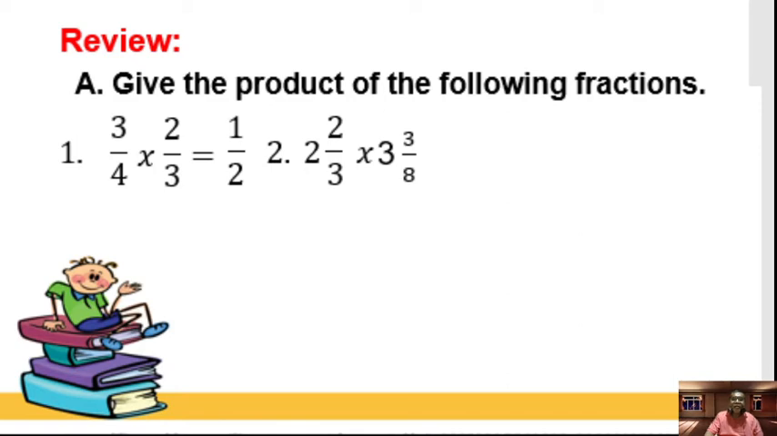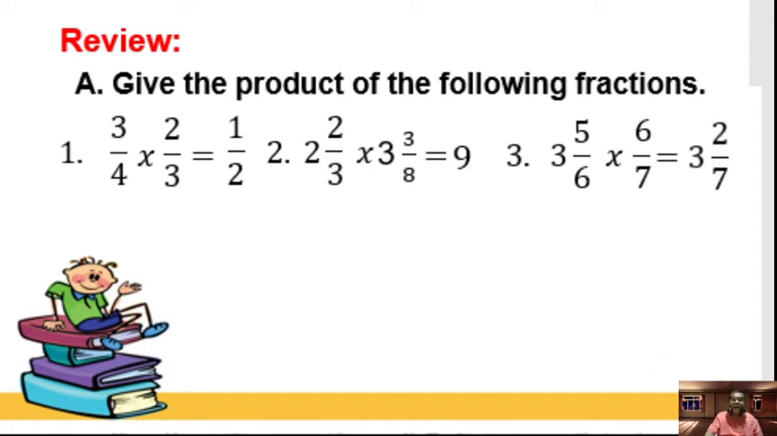Next, you have 2 and 2/3 multiplied by 3 and 3/8. Since they are both mixed numbers, change them into improper fractions and proceed to cancellation. So the result is 9. Next, 3 and 5/6 times 6/7. That will become 3 and 2/7.